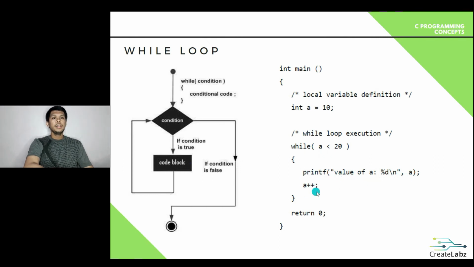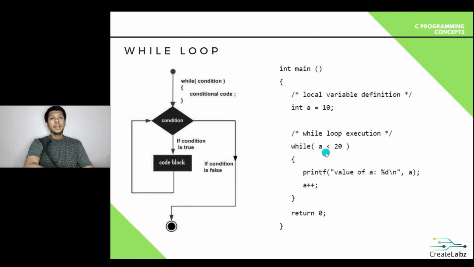Then a++ here is similar to a equals a plus 1, meaning it will increment with a value of 1. So the value of a is now 11. Then it will return here. It will check if 11 is less than 20. Yes. So value of a is 11. a++. Value of a becomes 12. Check again. 12 is less than 20. Yes. Print value of a is 12. a++. a is now 13. Go back again. So on and so forth until we reach 19.